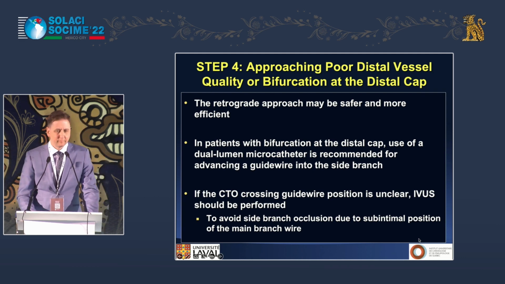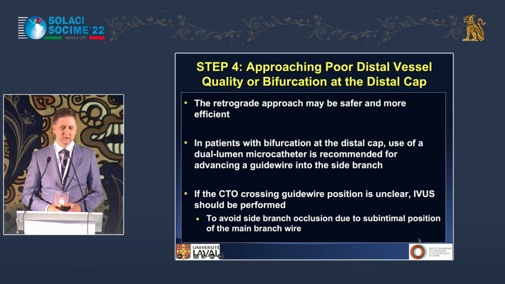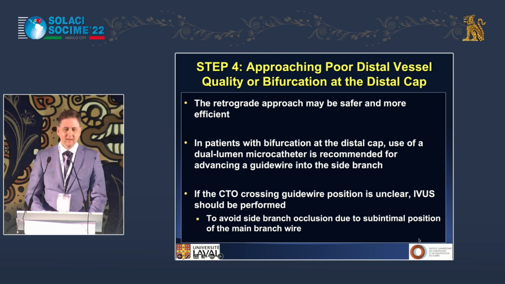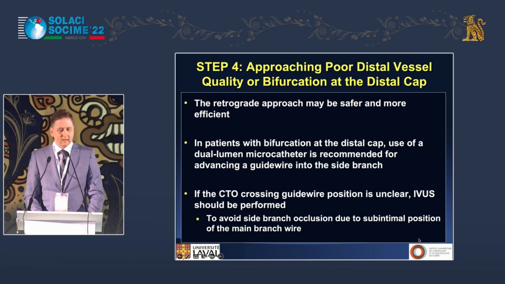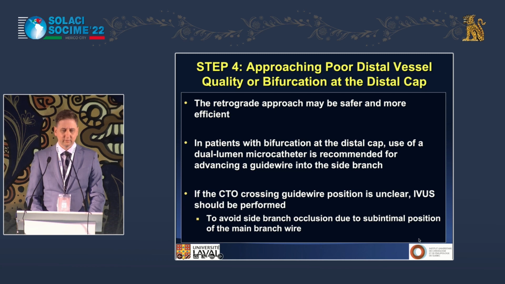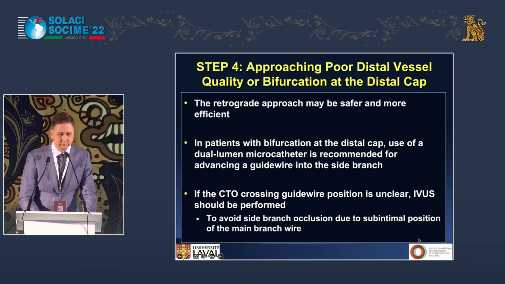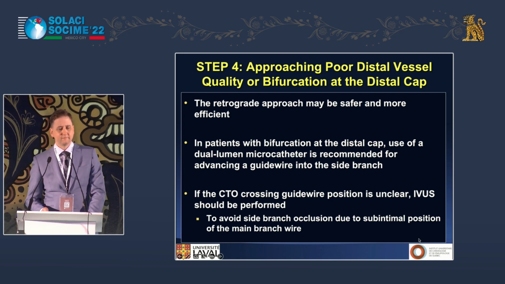Then step number 4 is approaching poor distal vessel quality or bifurcation at the distal cap. In this setting, the retrograde approach may be safer and more efficient. In patients with bifurcation at the distal cap, use of a dual lumen microcatheter is recommended for advancing a guide wire into the side branch. And if the CTO crossing guide wire position is unclear, then IVUS should be performed to avoid side branch occlusion due to subintimal position of the main branch wire.